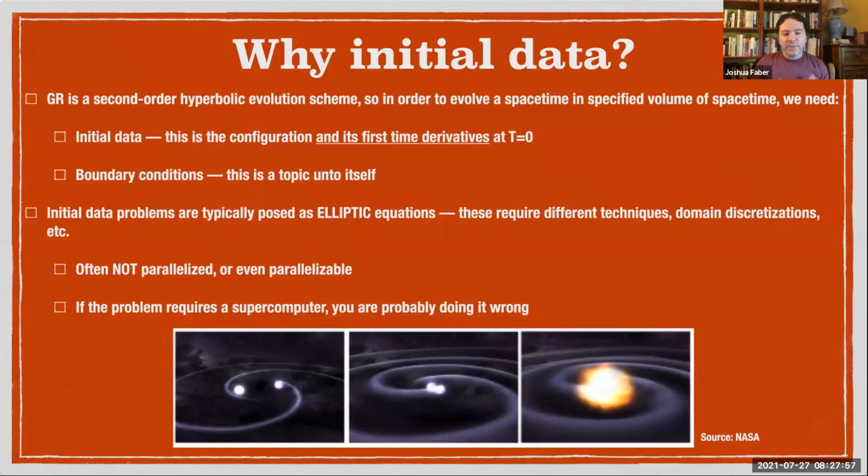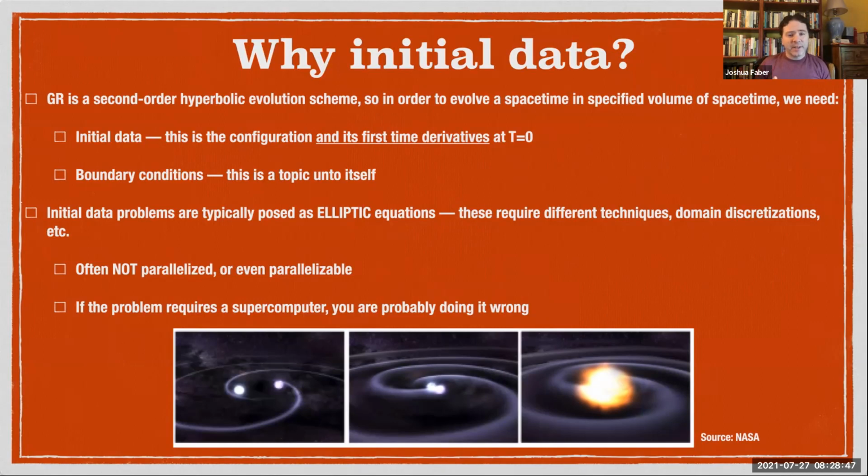So first basic question, why do we need initial data? GR is a second order hyperbolic scheme. So in order to do a dynamical evolution involving relativity, you need initial data. You need not only the space-time metric and initial data for anything contained in that space-time, you also need the first time derivatives of your quantities as well, like a standard second order system. Typically, you would say that that occurs at time equals 0. You also need boundary conditions if you're trying to do a simulation that goes over some kind of finite domain.